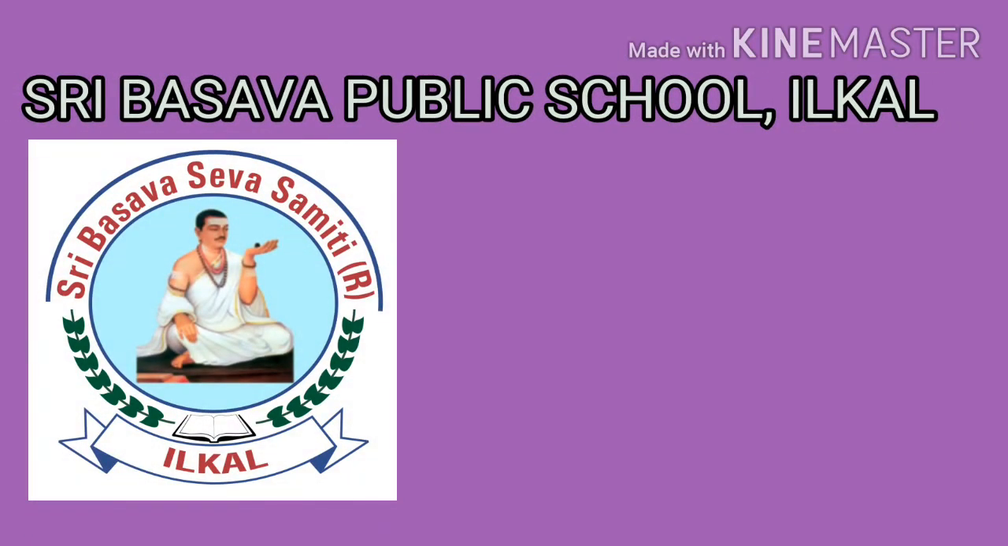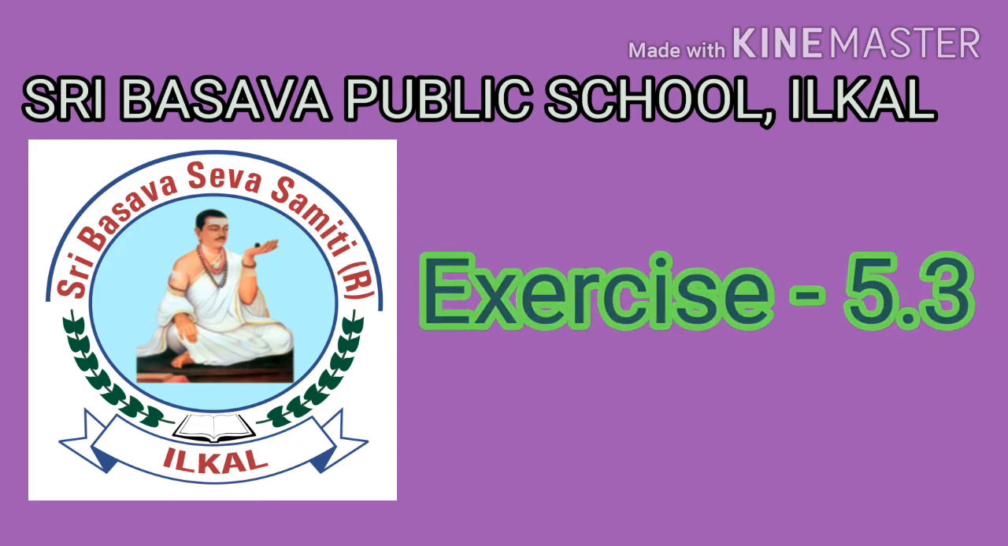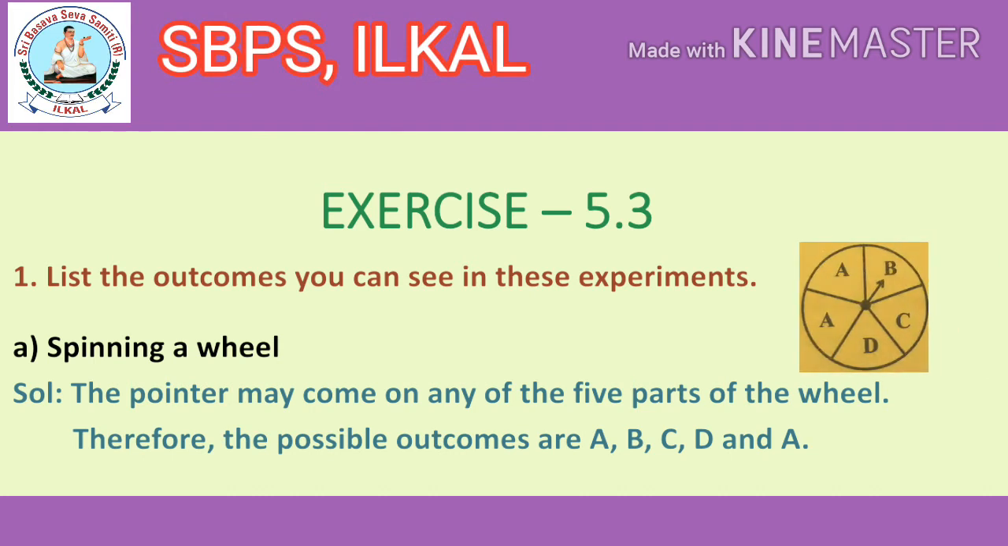Today we are going to solve problems of exercise 5.3. First one, list the outcomes you can see in these experiments. A. Spinning a wheel. The pointer may come on any of the 5 parts of the wheel. Therefore, the possible outcomes are A, B, C, D and A.